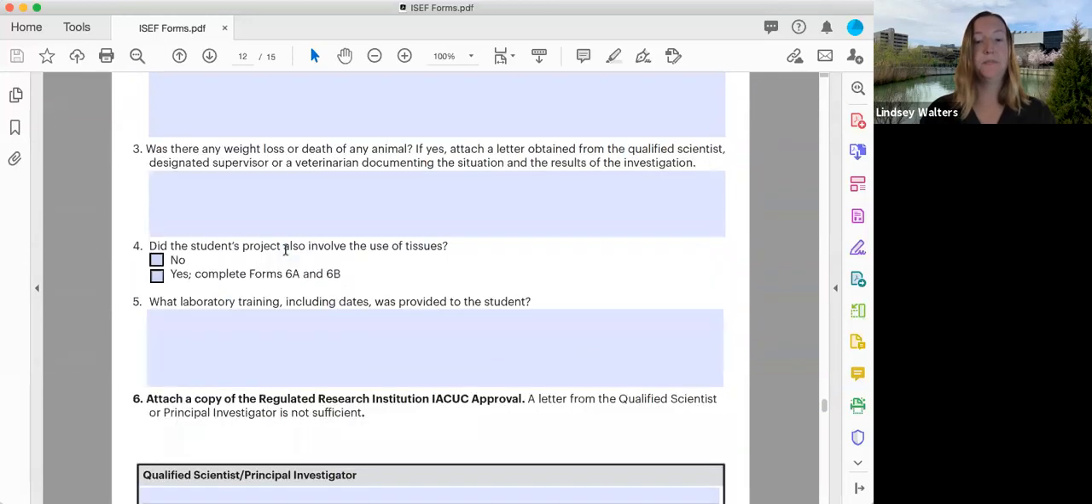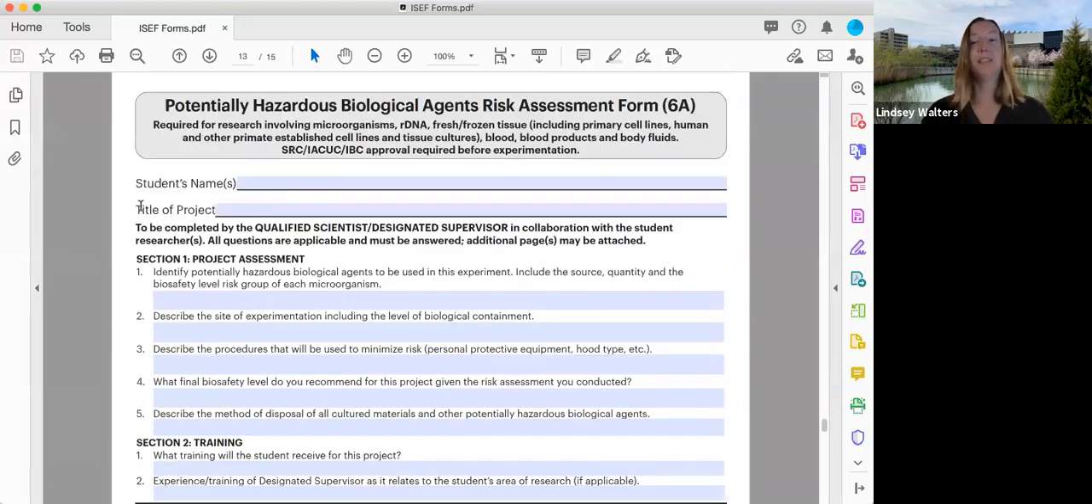The final type of special situation that we'll be talking about in this video is potentially hazardous biological agents, which again includes any kinds of microorganisms, recombinant DNA, any fresh or frozen tissue, including cell lines, any blood, body fluids like saliva. In that case, again, because these are potentially hazardous biological agents, you need to get pre-approval, either from the Scientific Review Committee, which again is me, if you're working at school, or if you're working at a designated research institution like a university or a lab, from their committees that review this.